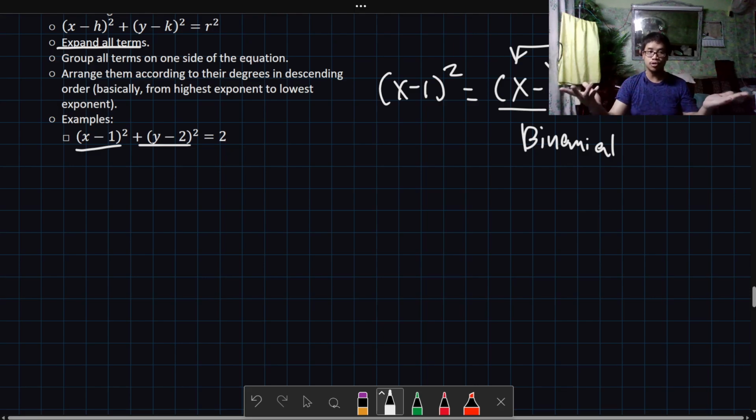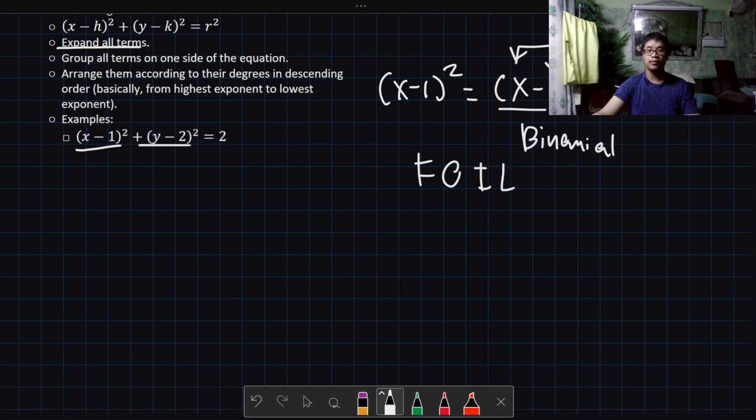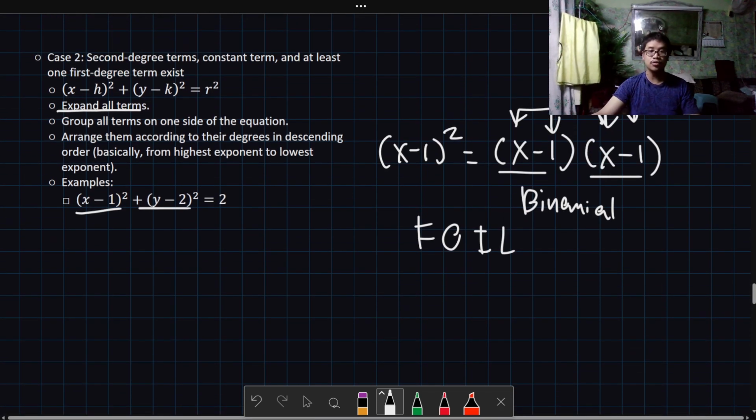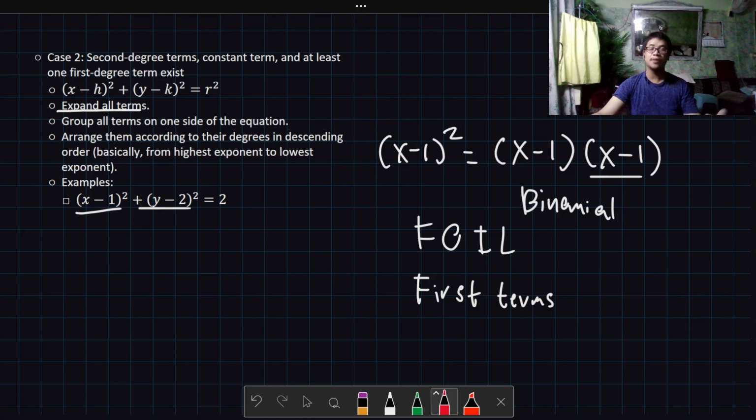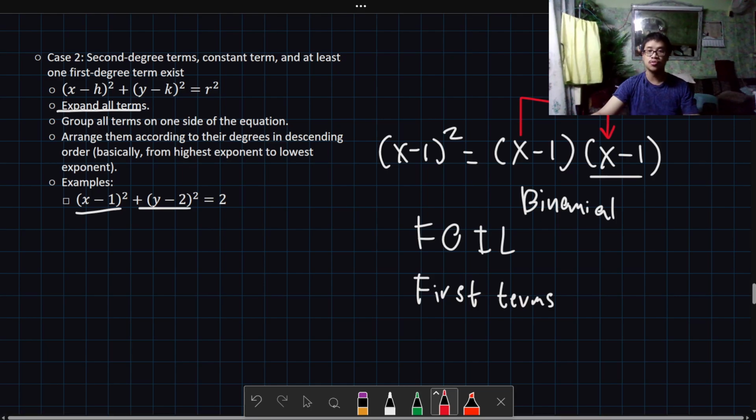So what are we going to do? The first way to do it is by using the FOIL method. So how do we do the FOIL method? F stands for first. First terms: you will multiply the first terms of the two binomials. The first terms are basically on the left side, the left side of the parenthesis. So these two are the first terms. So x times x, you will have x squared.